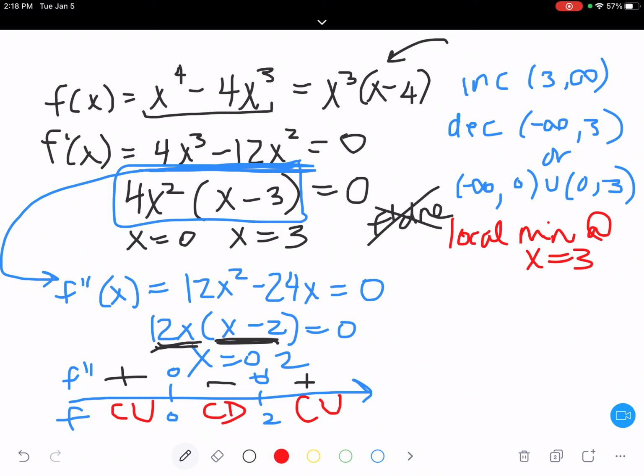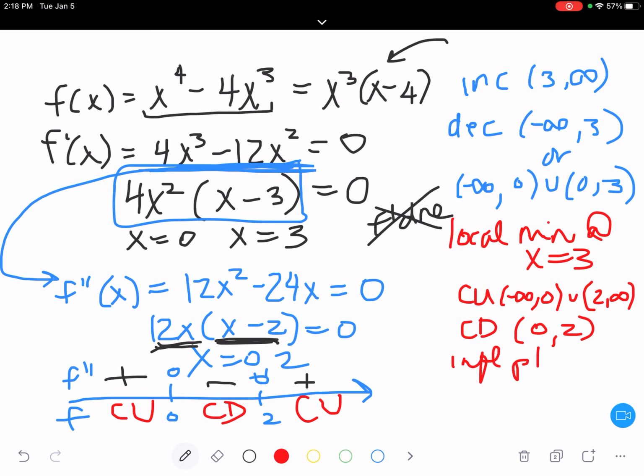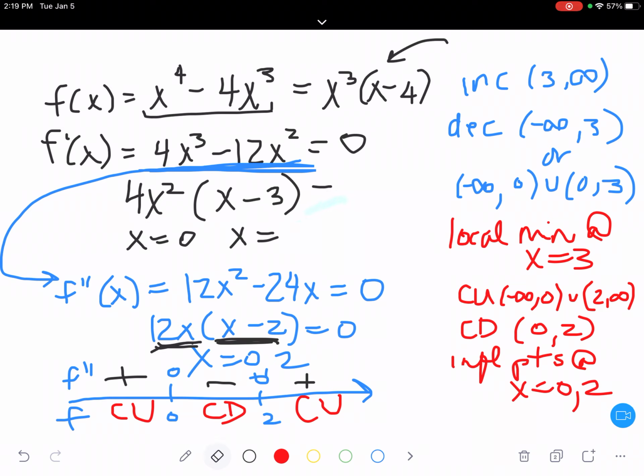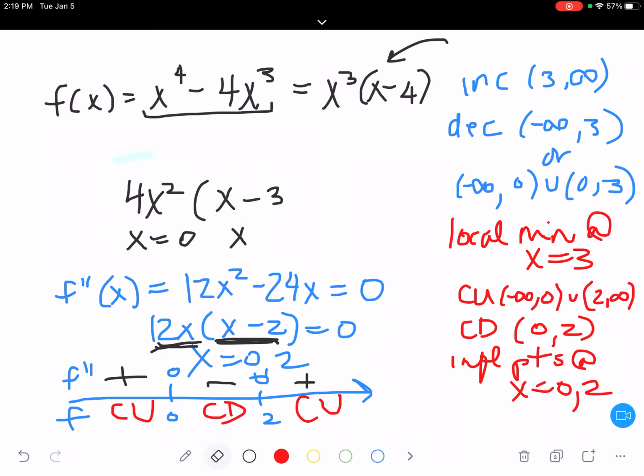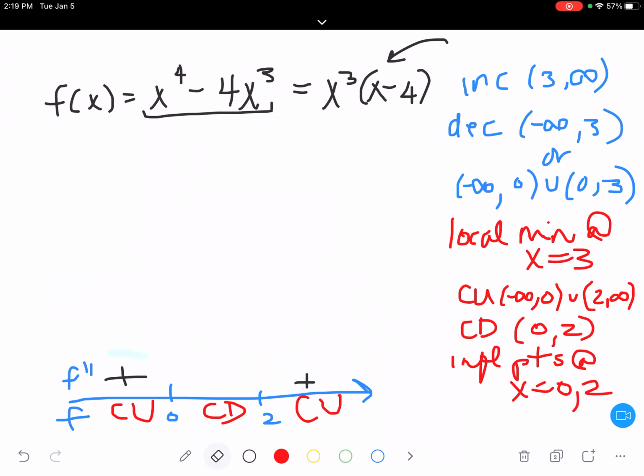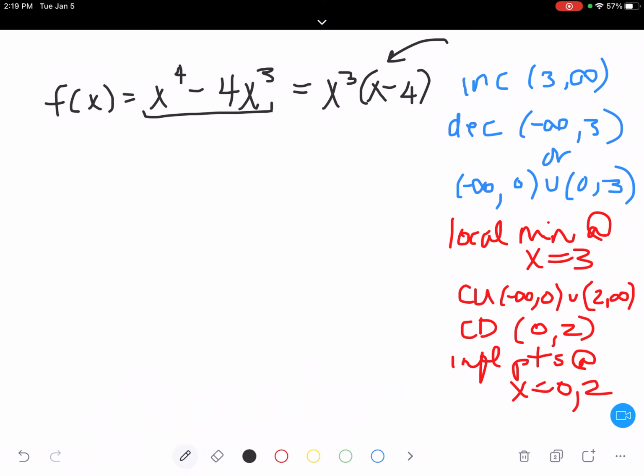Okay, so let me add that to my list, that I am concave up on the intervals from negative infinity to 0, and again from 2 to infinity. I'm concave down from 0 to 2. Okay, and then I have inflection points at x equals both 0 and 2. Okay, so now I'm going to take all this information and use it to very effectively graph. So I'm just going to clear some space here. Okay, and I want to be able to graph this. I'm going to post this video online for you guys, so if you need it, you'll have it.